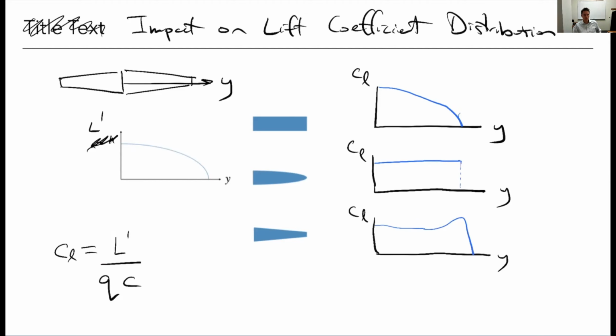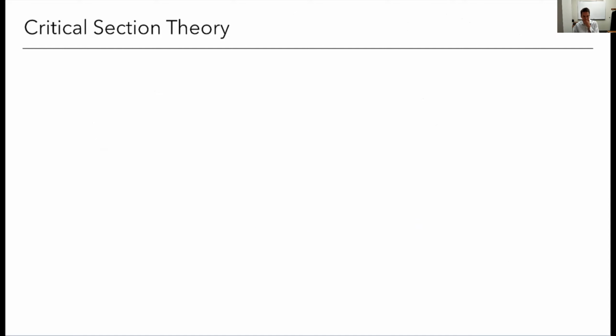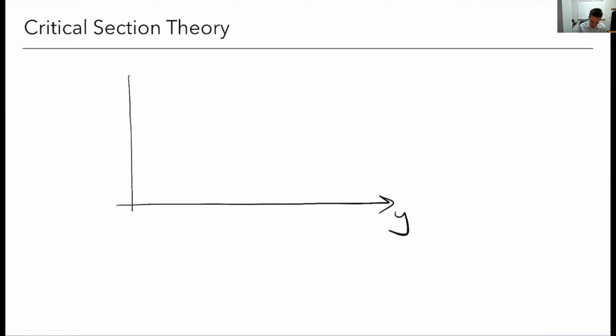Okay, so before we can answer that, I'm going to give you a simple explanation of what we'll call critical section theory. So here's going to be that same kind of plot. Here's y, so that's along the wing, right? So this is the root of the wing over here, tip of the wing over here. And I'm going to plot a lift coefficient distribution again, and I'm just going to draw some random, not really random, but just some kind of shape. Okay, that's the lift coefficient distribution.